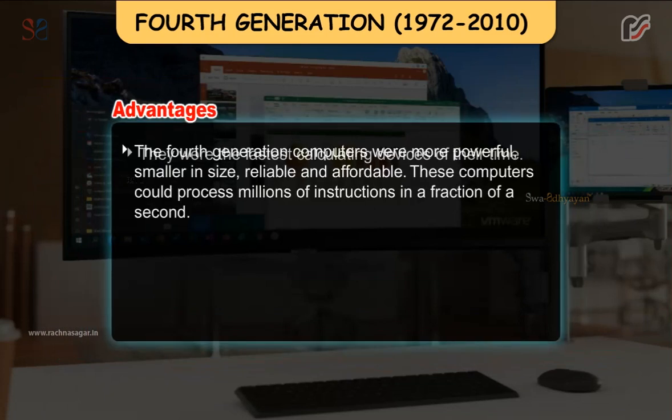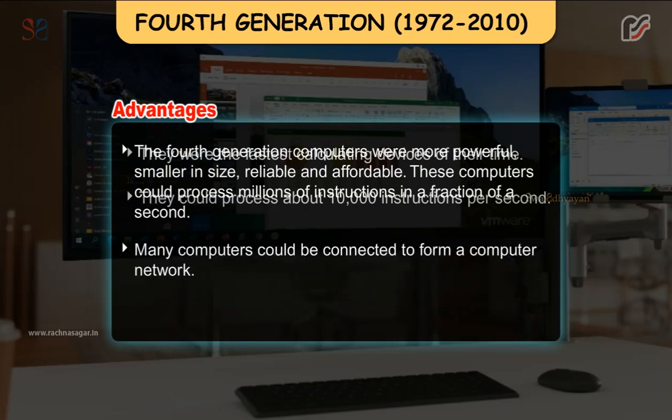Advantages: the fourth generation computers were more powerful, smaller in size, reliable and affordable. These computers could process millions of instructions in a fraction of a second. Many computers could be connected to form a computer network.